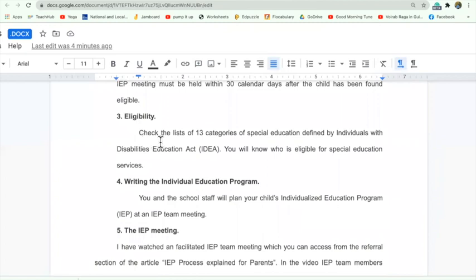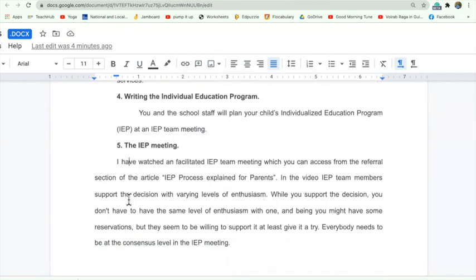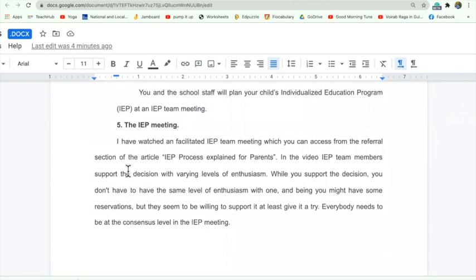Eligibility, again, check the list of 13 categories of special education defined by the Individuals with Disabilities Education Act, IDEA. You will know who is eligible for special education services. Number 4, writing the Individualized Education Program. You and your school staff will plan your child's Individualized Education Program at the IEP team meeting. The IEP team meeting is the number 5 component.